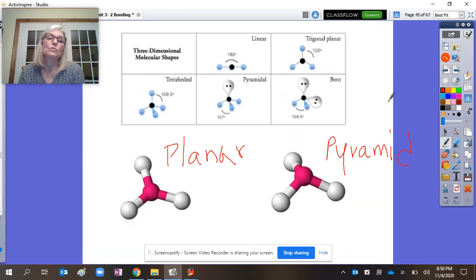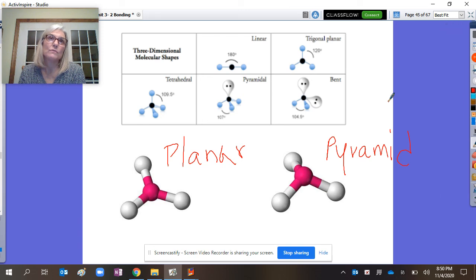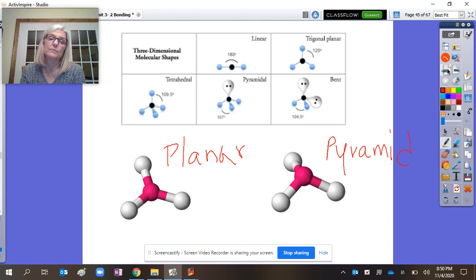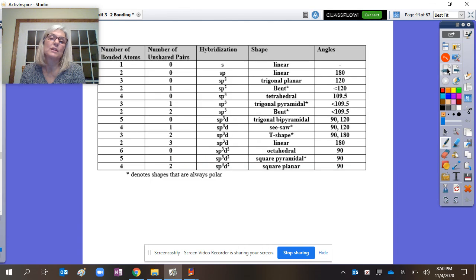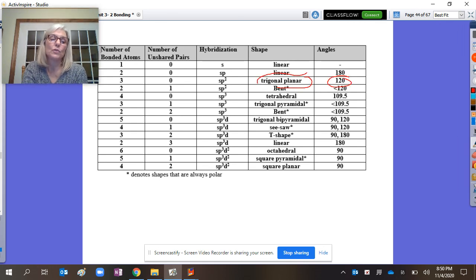Okay, so you should have your Lewis dot structures for 15 of them, and now go back through those 15 and write down what shape they are by using your reference sheet. So use that reference sheet, and then put what their angle is. So you're putting the shape and their bond angle for each one.